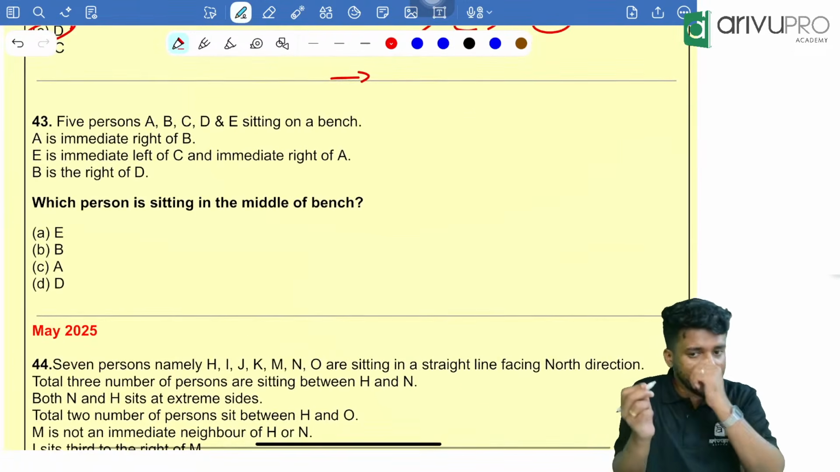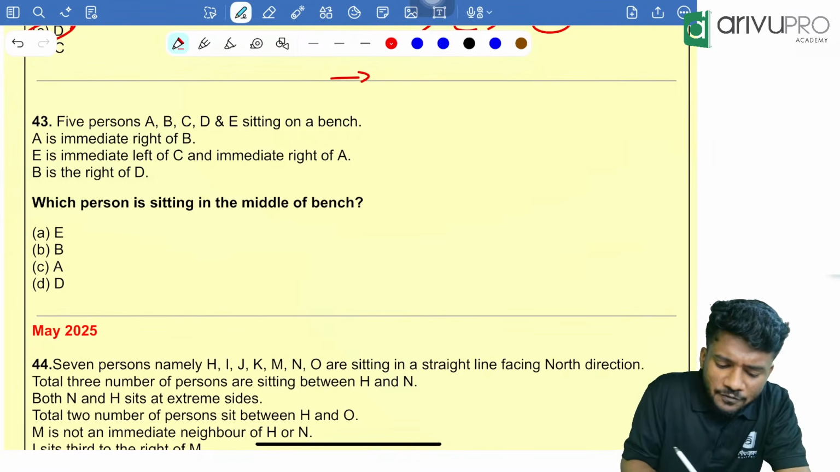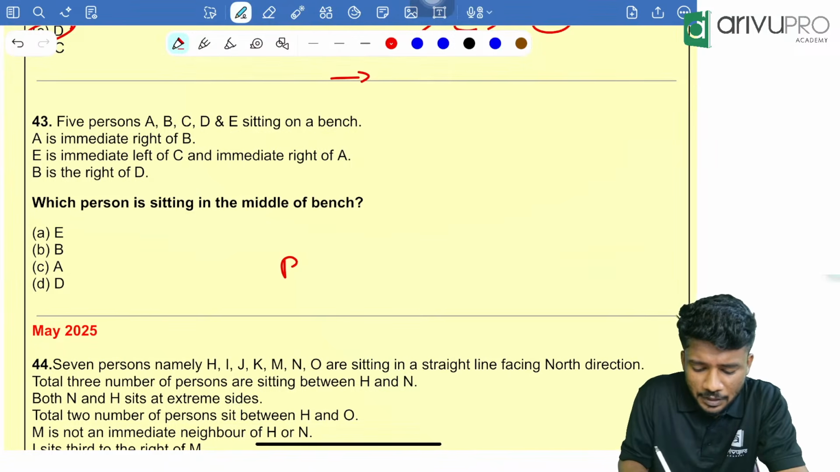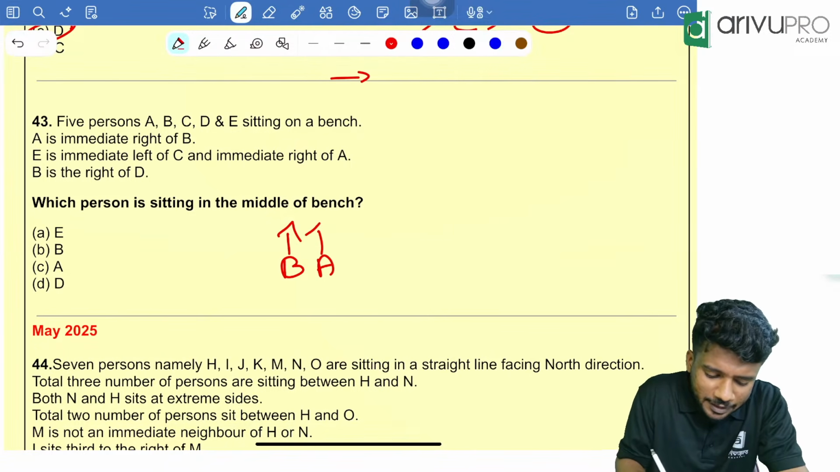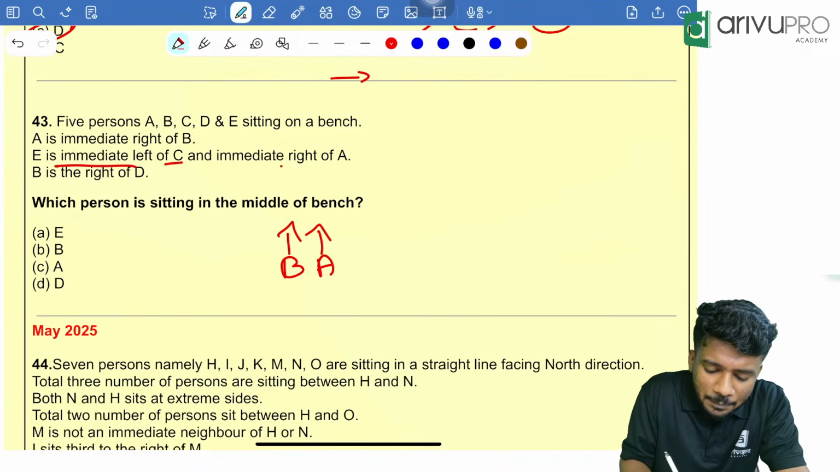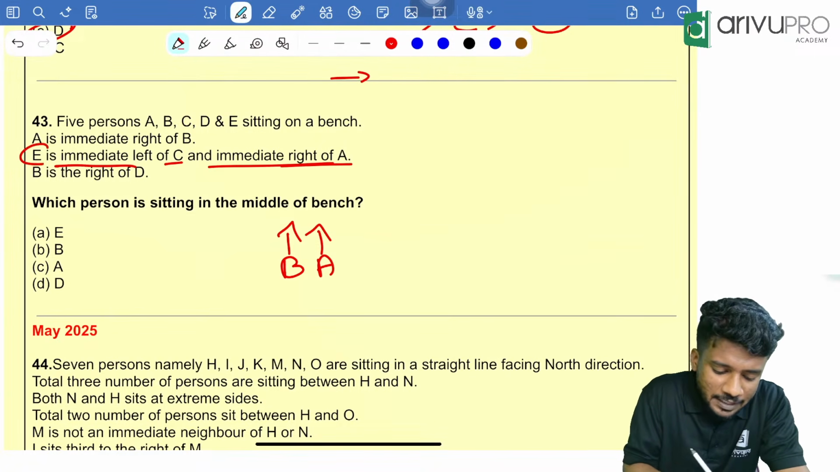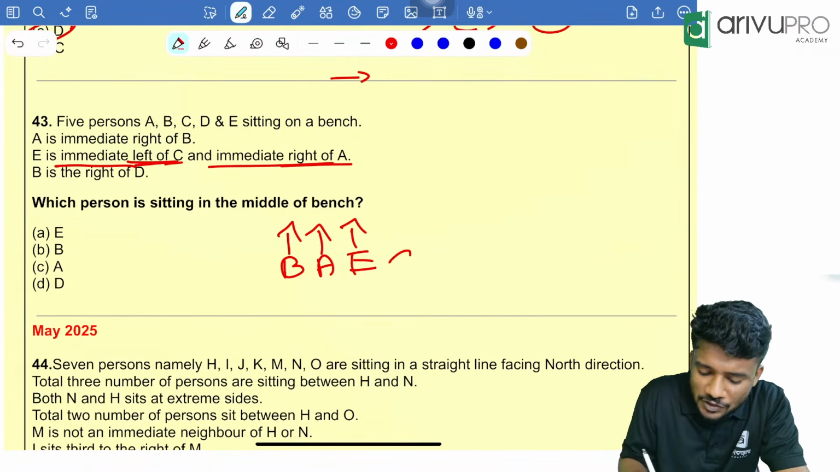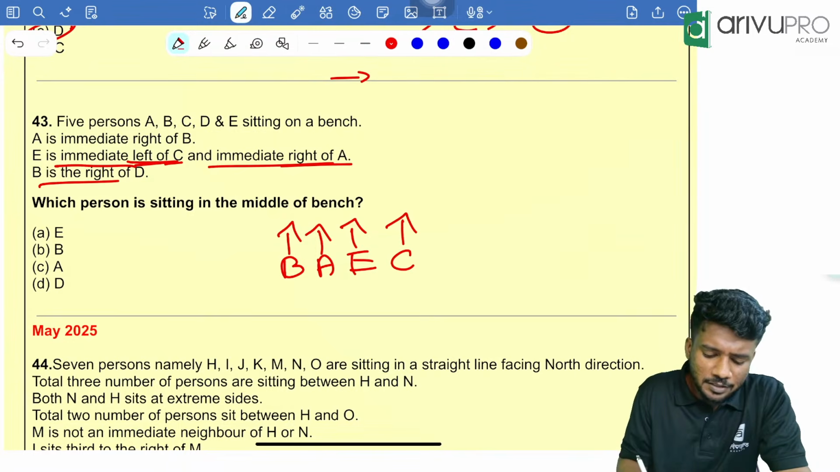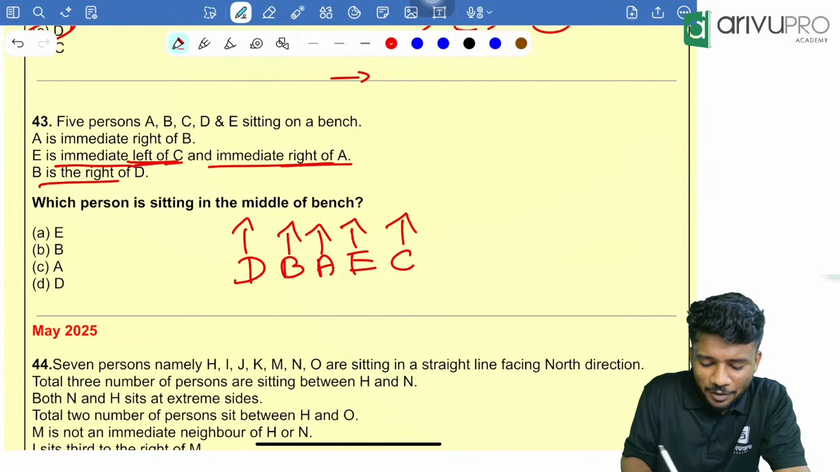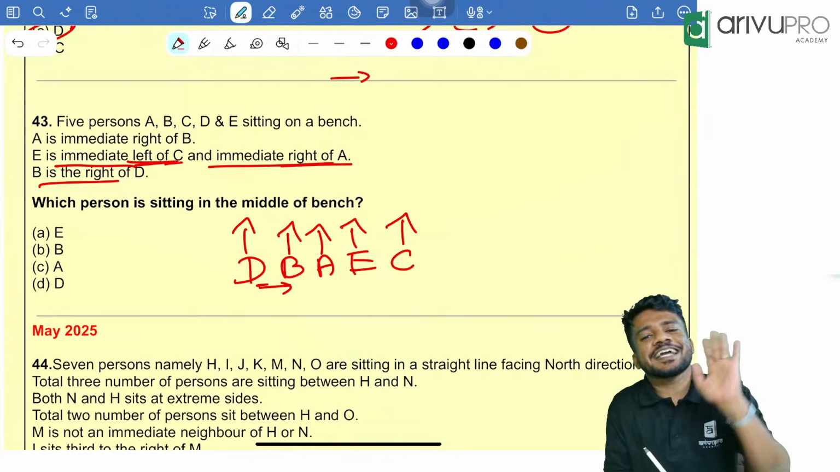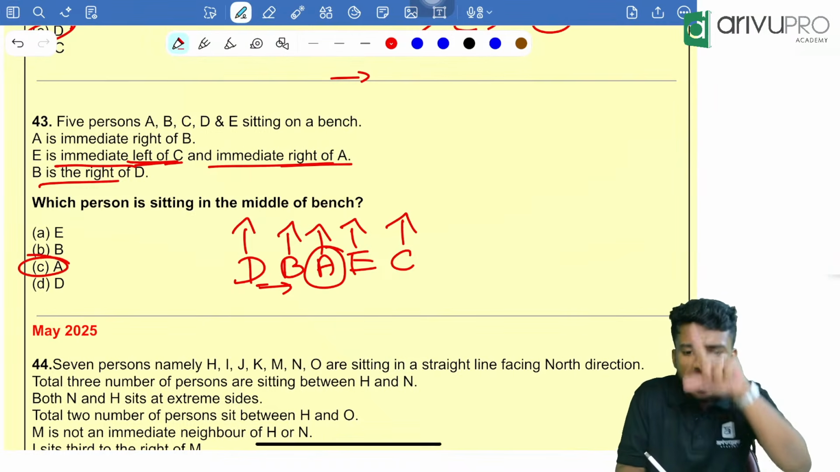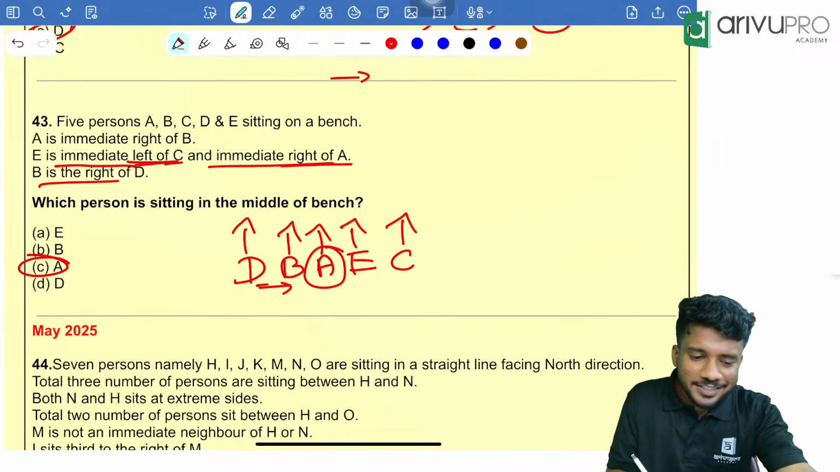Now 43rd question, the last question from the January attempt. 5 friends A, B, C, D, E are sitting on a bench. Okay. A is immediate right of B. E is immediate left of C and immediate right of A. Immediate right of A means E is immediate right of A. Then what do we know? E is immediate left of C. Then B is to the right of D. B is to the right of D means D should be over here. Then only B will be towards the right of D. Now the question is, who is sitting in the middle? People, who is sitting in the middle? A is sitting in the middle. Option C is your answer.